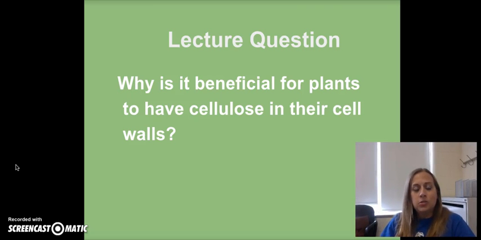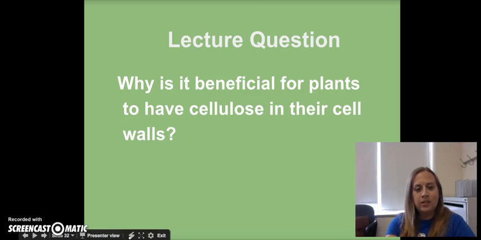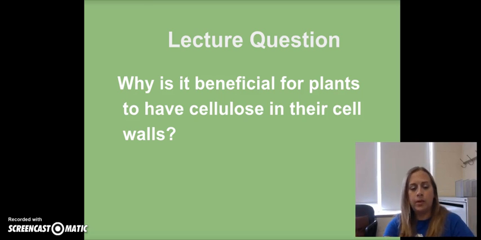All right, so your lecture question for today. Why is it beneficial for plants to have cellulose in their cell walls? So think about the differences between cellulose and starch and some of the little tidbits you got about the two molecules, and try to think about an answer. Why is it beneficial for plants to have cellulose in their cell walls? Maybe instead of that, what would be different if they had starch in their cell walls? So maybe compare it that way.